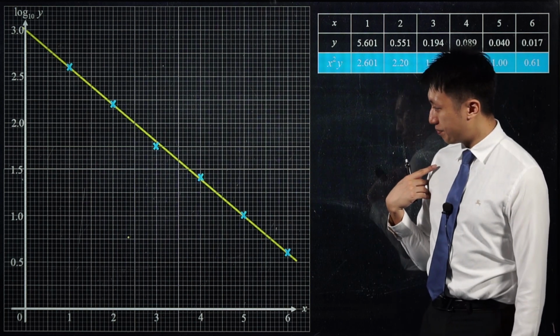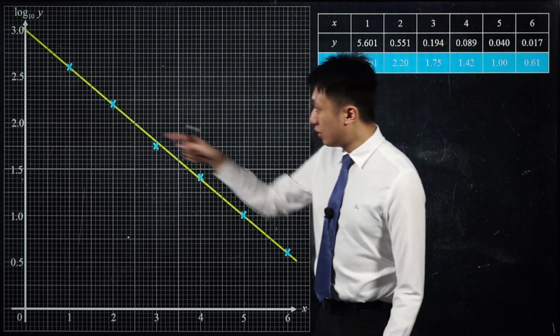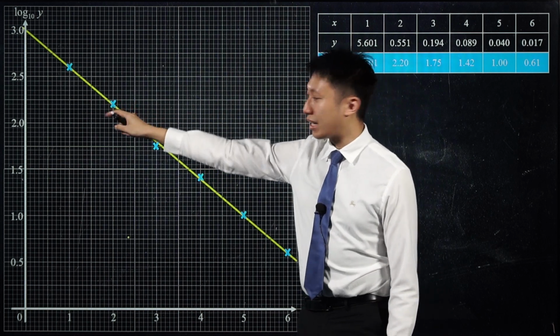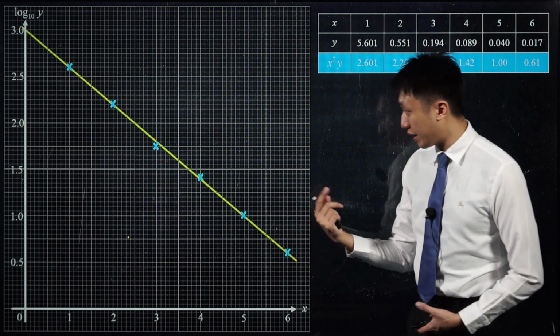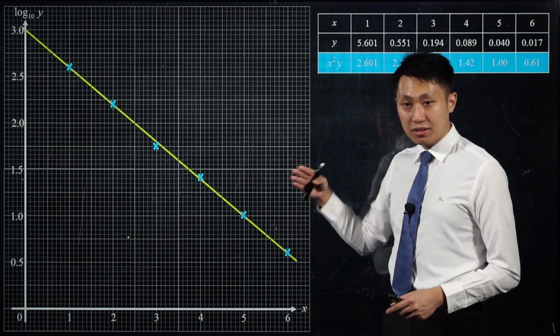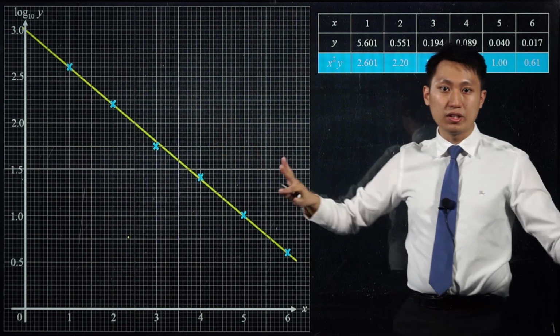Then we see, agree or not? I think not too bad. Although this point seems to be over this side, this one is actually very close to the line itself, so we consider that as on the line. This one is also considered to be on the line, although it's a bit towards this side. And these two are clearly scattered over these two sides.